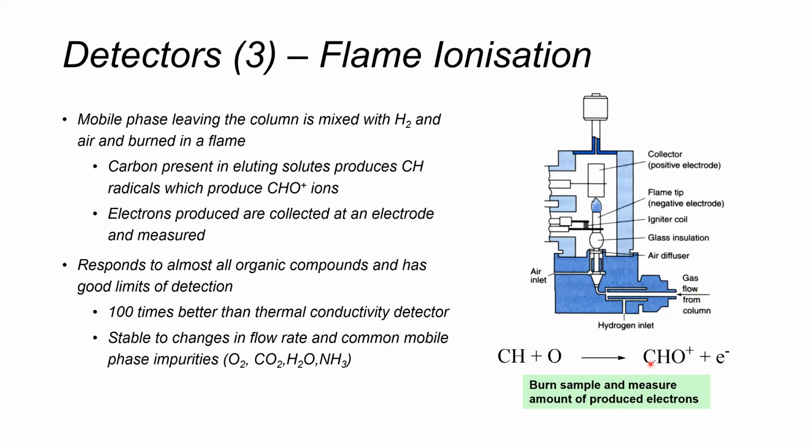Flame ionization. The mobile phase leaving the column is mixed with hydrogen and air and burned in a flame. Carbon present in eluting solutes produces CH radicals, which produce CHO+ ions. Electrons produced are collected at an electrode and measured. This responds to almost all organic compounds and has good limits of detection, about 100 times better than the thermal conductivity detector, and is stable to changes in flow rate and common mobile phase impurities such as oxygen, CO2, water, and ammonia.